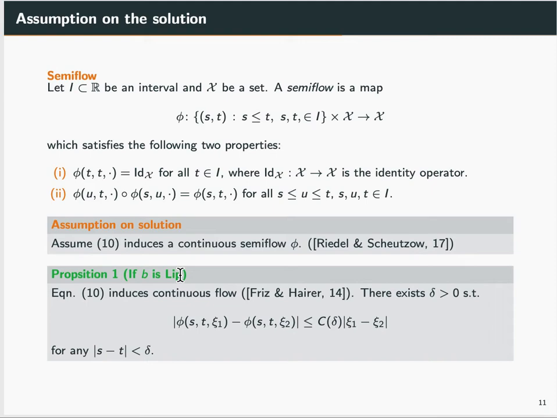The main proof of the numerical analysis relies on a localization argument. For this, we assume B to be Lipschitz for now. Then we can show that the rough differential equation does induce a continuous flow. Besides, we can show the flow is Lipschitz in space.